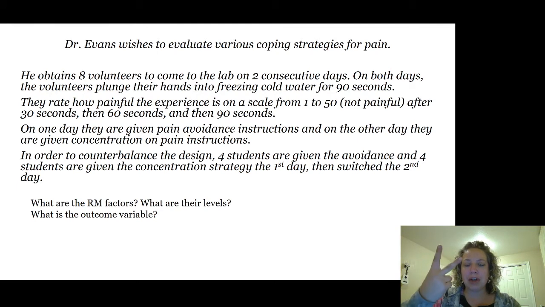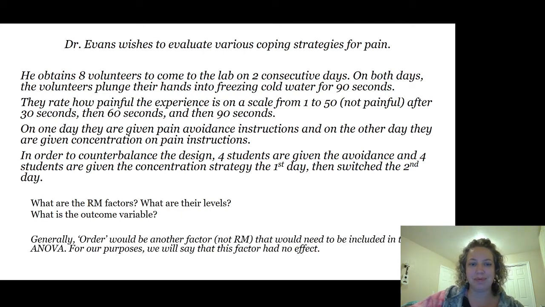So the first repeated measure, we could think of 30, 60, 90, that's time. There are 3 levels to time. The other factor is what instructions they were given to do, the avoidance or the concentration. So that would be their strategy, and there are 2 levels to strategy. 2 levels to strategy, 3 levels of time, combined for 6 measurements per person on the pain scale. Outcome is pain scale, repeated measures are time and strategy. Generally, ordering.